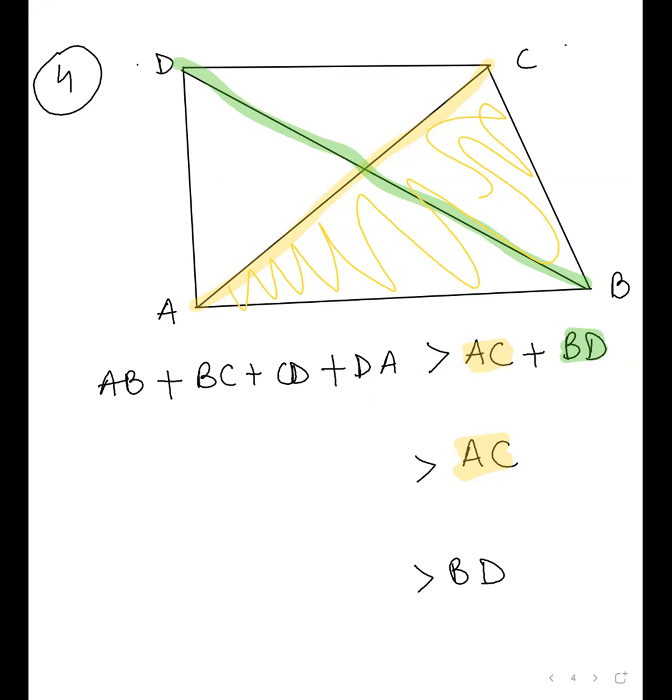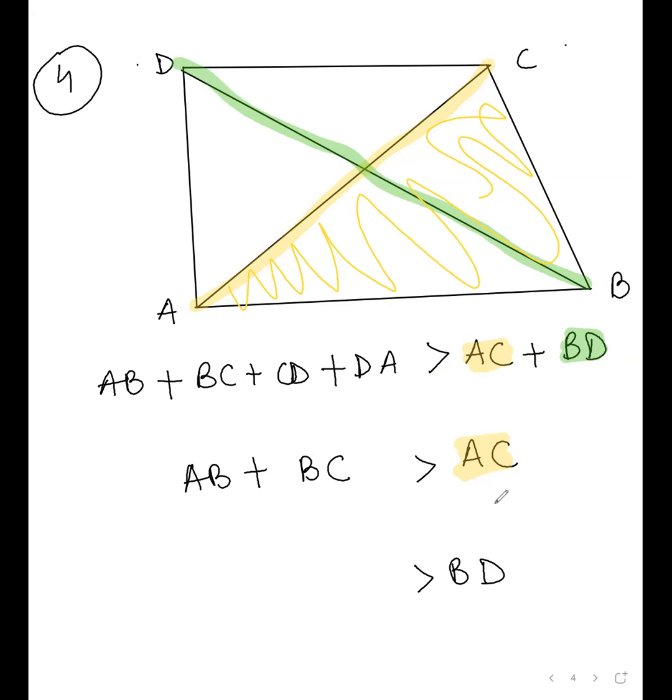ACB. ACB is a triangle, bacha, yes, but the sum of which 2 sides? So which side plus which side is greater than AC? That's what I'm asking. AB. AB plus BC. Very good. AB plus BC is greater than AC.